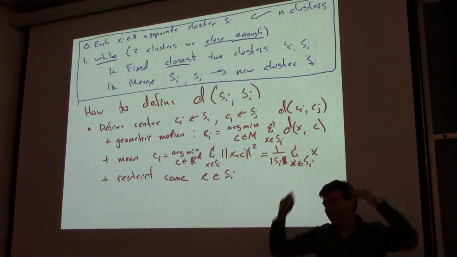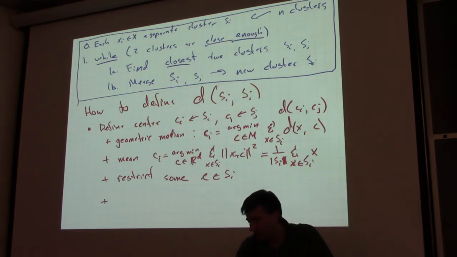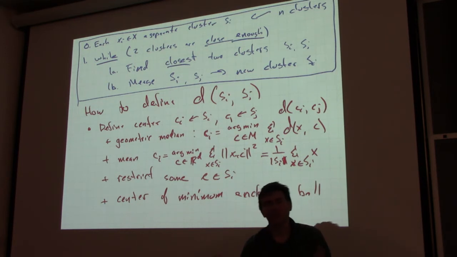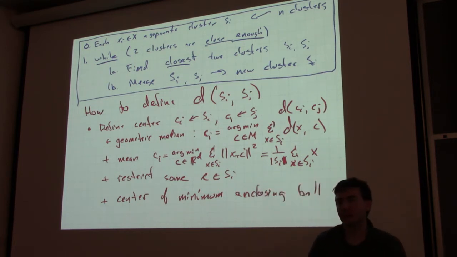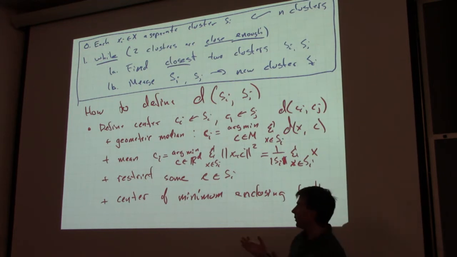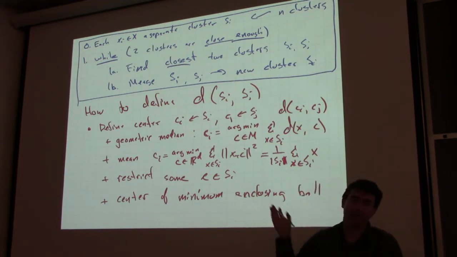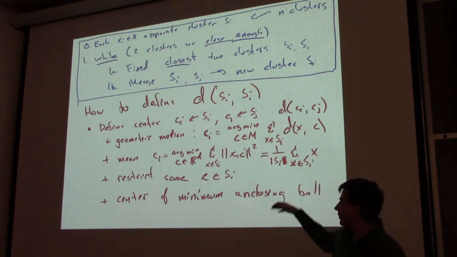I can also say the center of the minimum enclosing ball. This essentially minimizes the maximum distance. And I can define this for any metric. Find the element which minimizes the maximum distance. That's essentially the center of a minimum enclosing ball.